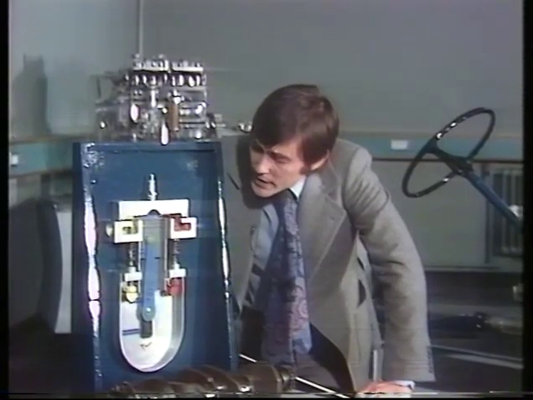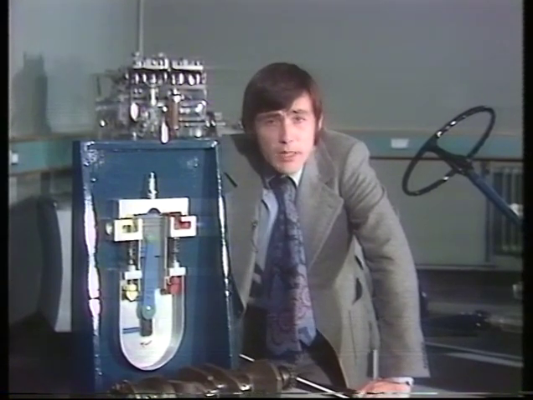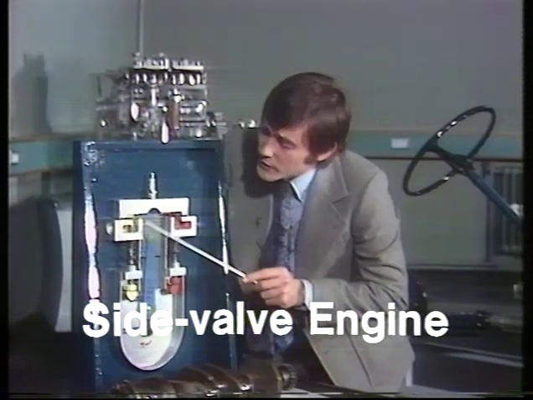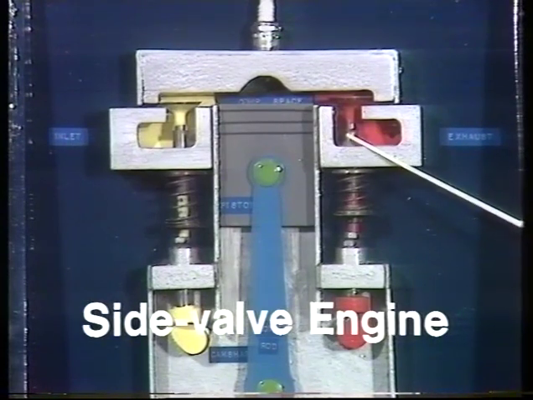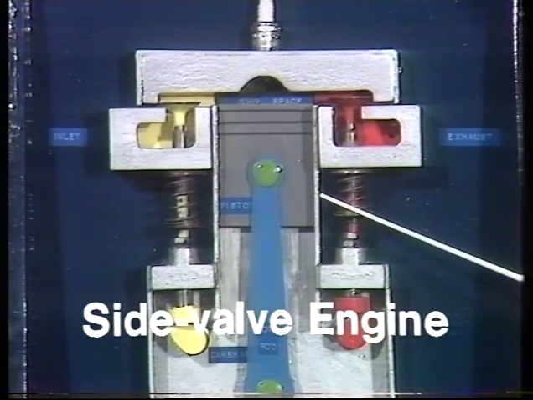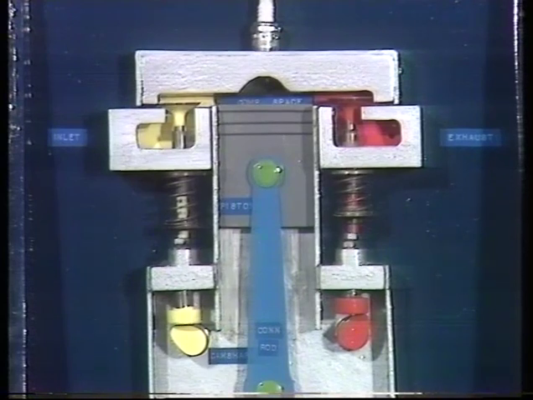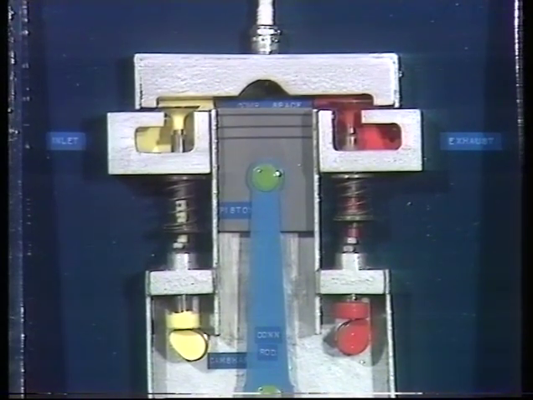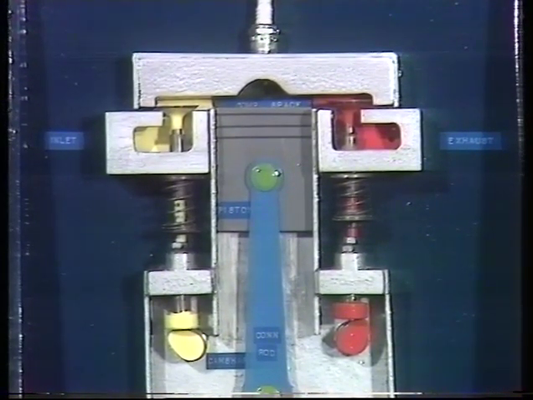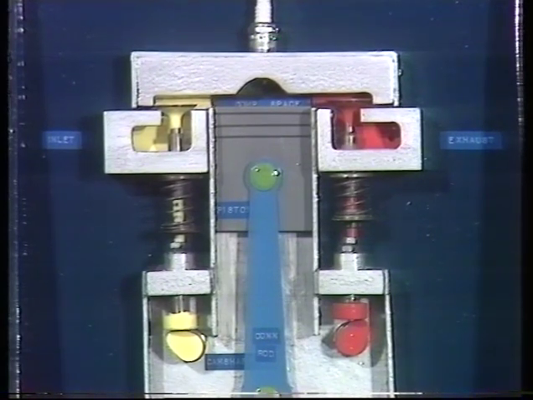What we've been looking at is a cutaway model of what's called a side valve engine. It's so called because the valves live here and here in the cylinder block itself at the side of the cylinder. A very reliable engine, very easy to maintain. Millions and millions of side valve engines were made, and there are still hundreds and hundreds of thousands of them in use throughout the world. But they're not very efficient.